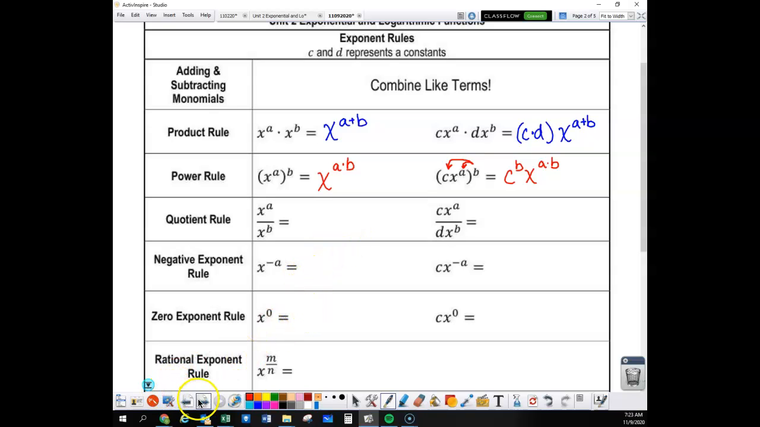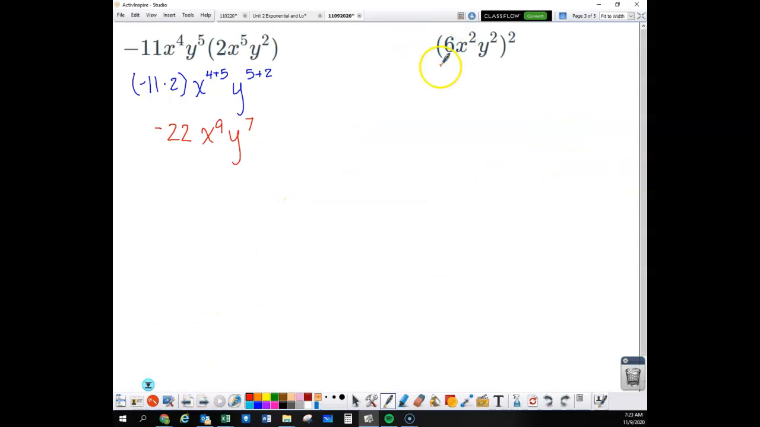Okay, let's do an example. So here I have 6x squared y squared, all raised to the power of 2. So I'm distributing this exponent since it's just multiplication. So it'd be 6 squared times x to the power of 2 times 2, and then y to the power of 2 times 2. So what's 6 squared? 36, good. 2 times 2 is 4, so this is going to be x to the power of 4 times y to the power of 4.